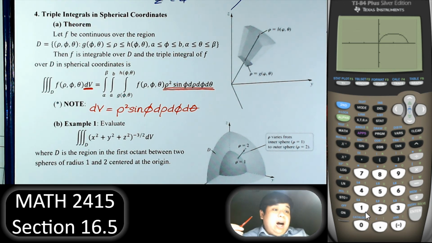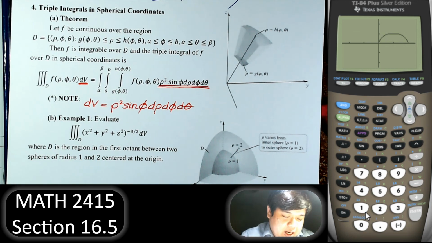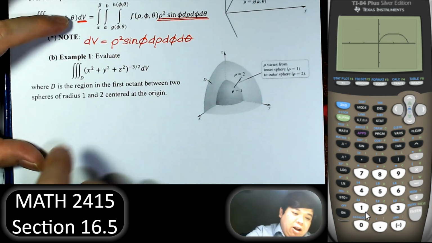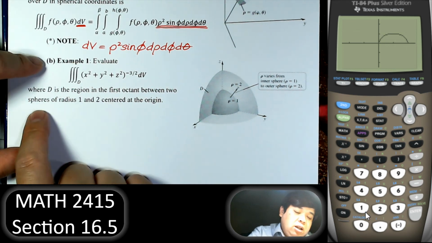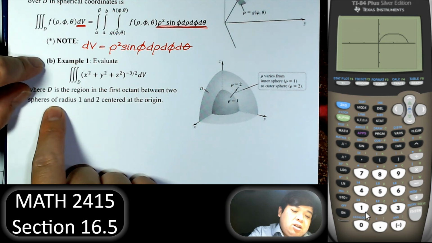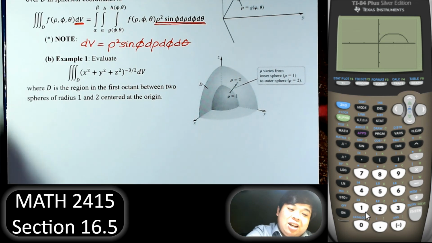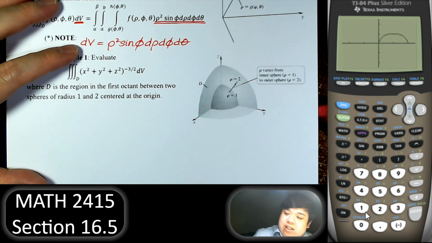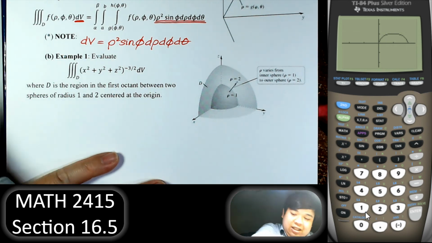In section 16.7 we actually prove why it is that way, but for now we're just going to use it. Right, next, evaluate this where D is the region in the first octant, between two spheres of radius 1 and 2. So it looks like that. Let's write the limits for the region D.